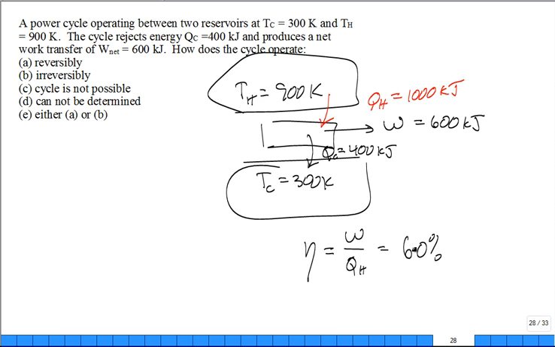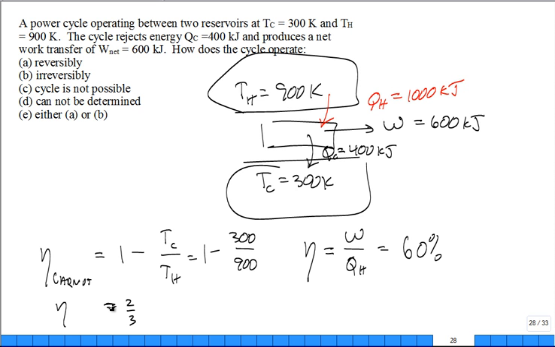Well, what is the theoretical maximum, the Carnot efficiency? Maybe this one violates the second law. Maybe it's a perpetual motion machine, something like that. So we go back to Carnot for the heat engine, the thermal efficiency, 1 minus Tc over Th. So you put 1 minus 300 over 900. That's 1/3. So this is 2/3, the maximum thermal efficiency. The actual thermal efficiency has to be less than 66.67%. Is it? So what do you think? B? It's possible, and it has some irreversibilities.